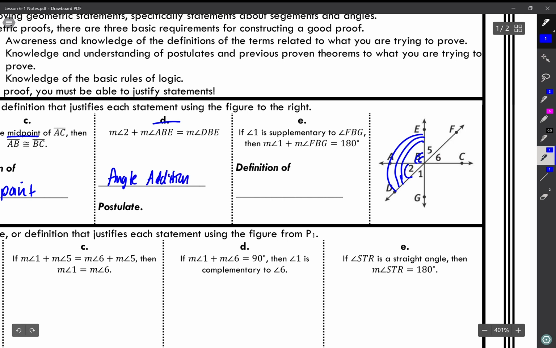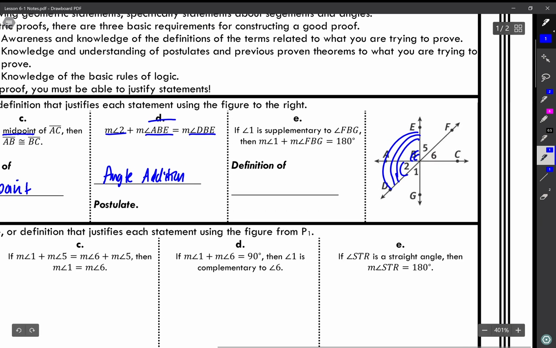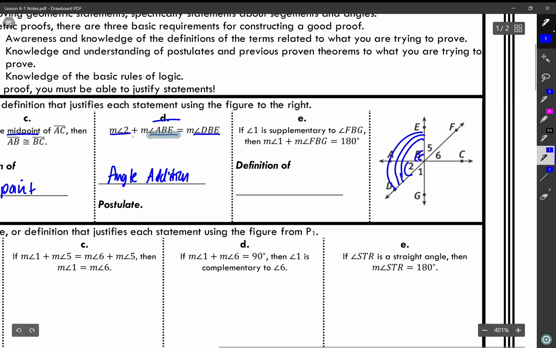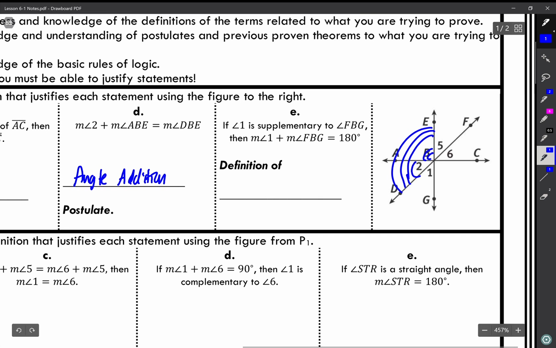So we're using this one only when we're talking about a measure plus a measure equals a measure, not when we're dealing with any type of numbers in there. So this type of statement would be by the angle addition postulate because of that. So you wouldn't see the measure of angle 2 plus the measure of angle ABE is equal to 180 degrees per se, because that's not what the angle addition postulate tells us. We don't deal with the numbers for that. Okay, awesome. Moving on.